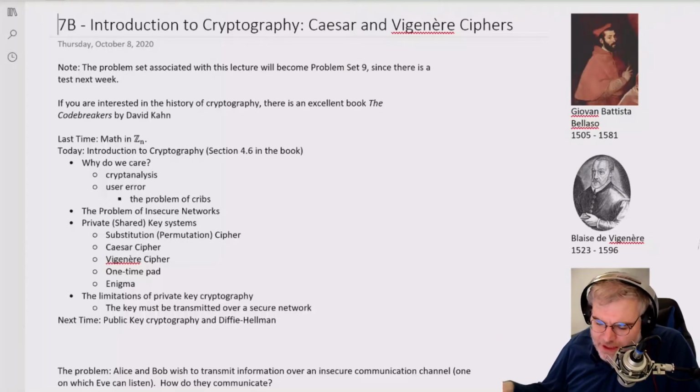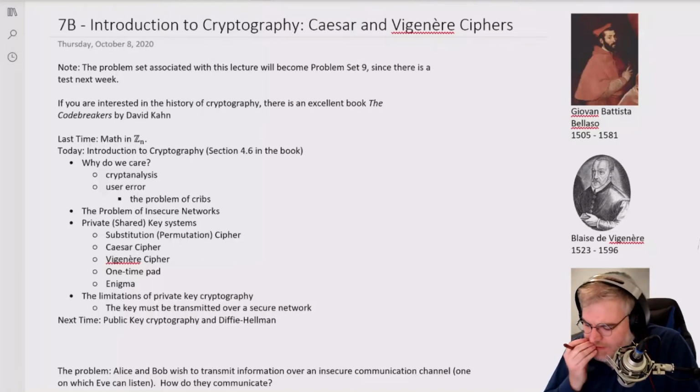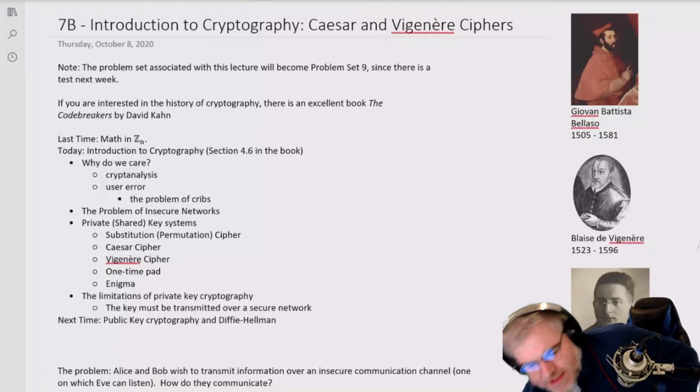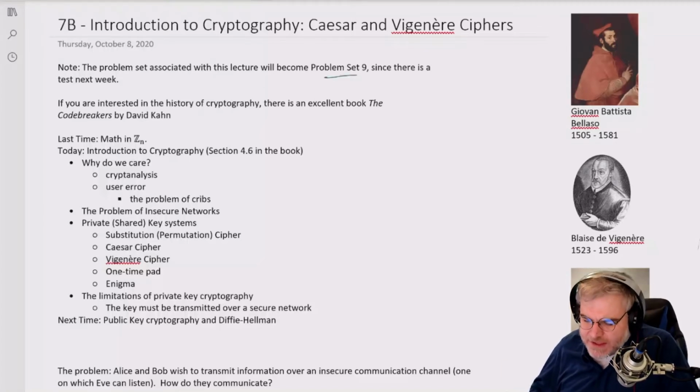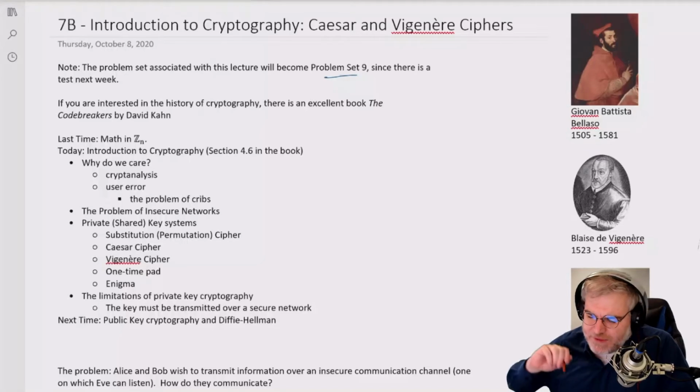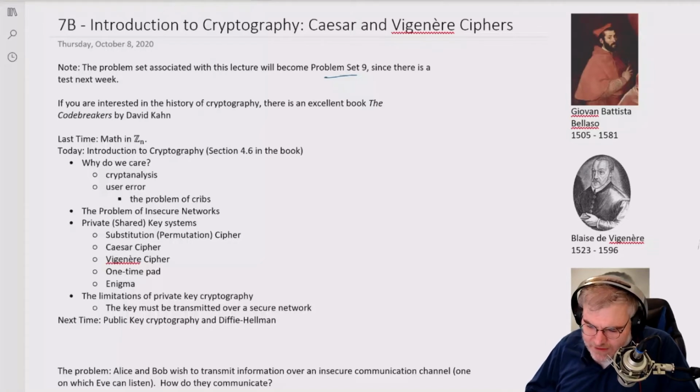So what we're going to talk about is cryptography. We're going to talk about why we care. We're going to talk about insecure networks. And then we're going to talk about private key systems. Next time, we're going to talk about public key systems, and we'll talk about Diffie-Hellman then. I was going to do it today. It should be noted that there is a problem set associated with this stuff. But because we are a week behind and because next week is the test, and there won't be a problem set due on test week, that problem set will be 9 now, because 8 is, of course, one of the weeks we have a test.